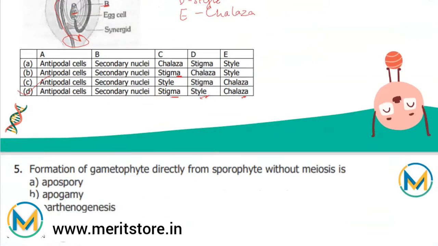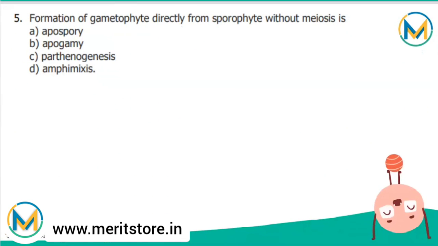Looking towards the last question, that is the formation of gametophyte directly from sporophyte without meiosis is. The formation of gametophyte directly from sporophyte without meiosis and spore formation is apospory. The gametophyte has a diploid number of chromosomes. Such a gametophyte may form viable gametes, which fuse to form a tetraploid sporophyte.